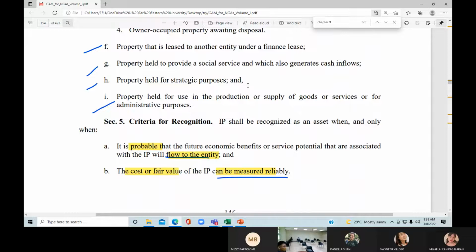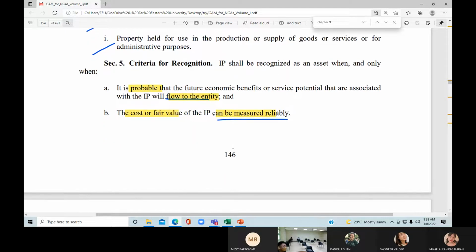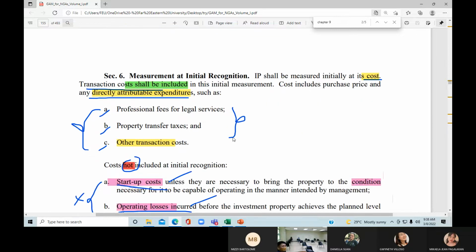Criteria for recognition. Ayan. So, ito na naman si it is probable that the future economic benefits will flow to the entity and the cost or fair value can be measured reliably. Ito, initial recognition, costs, transaction costs shall be included. No? And ano ba yung mga included dyan sa cost na yan? Purchase price and directly attributable expenditures, such as itong tatlo, professional fees for legal services, property transfer taxes, and other transaction costs.